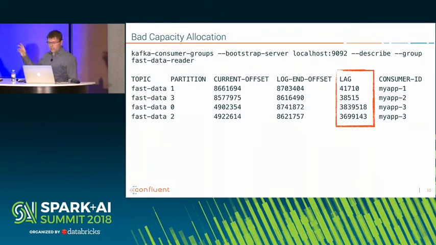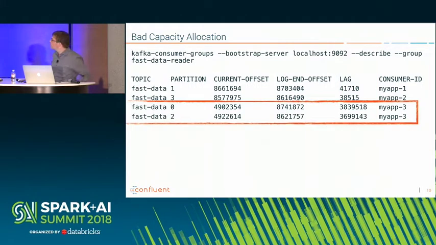What's a little bit more worrying is that we have a very high discrepancy on the last two partitions. So the order of magnitude here is about 100x. And this is actually an example from a real-world application that I've used. I've just simplified the names of the topics and things like that, but this is an actual real-world case.